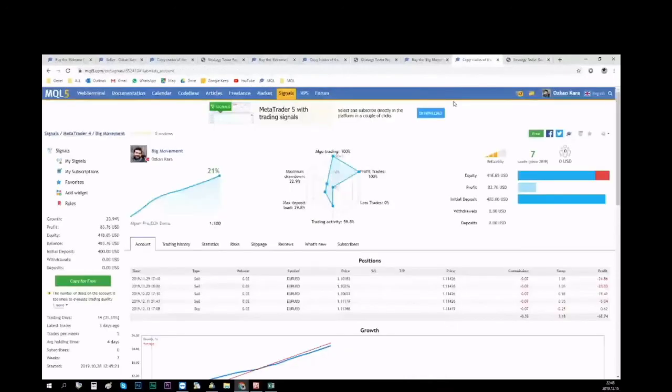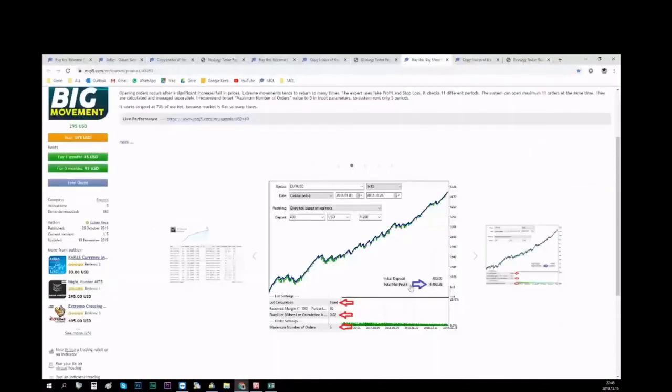Yes, you can use it on futures, for example crude oil also, or Brent oil. You can use this product on those markets. So yeah, for example, I just did some back tests, and I want to show you, for example, a 4 year back test. It's like that. For example, initial deposit is 400 and net profit is 4,000, and so on.